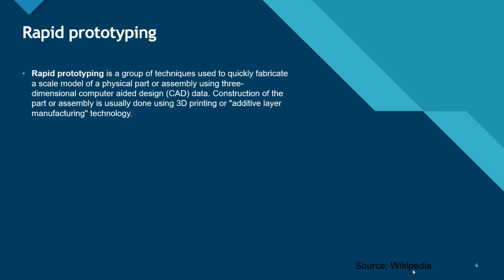Additive manufacturing, also known as rapid prototyping, is just a group of technologies and techniques which are used to quickly fabricate a scale model of a physical part or assembly, typically from CAD, or computer-aided design, data. The construction of this part or assembly is typically done using what's known as a 3D printer or additive layer manufacturing technology.